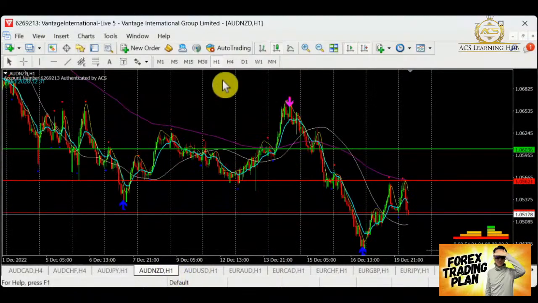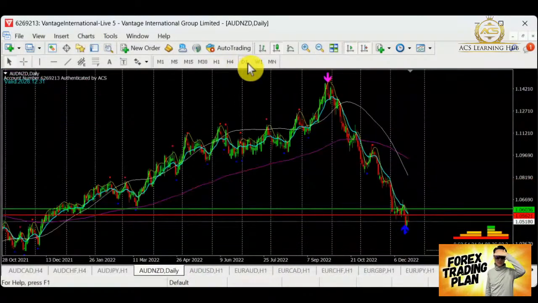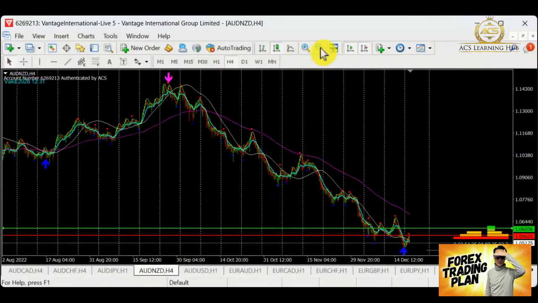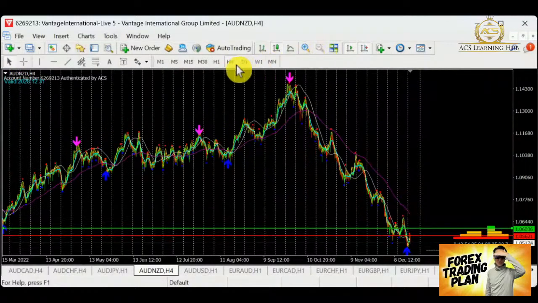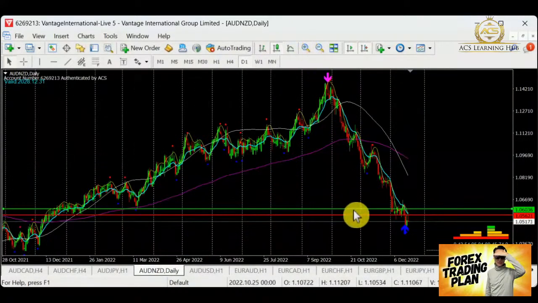For Aussie Kiwi, at this point here, we are in the bear, so we are still selling. For this Aussie Kiwi, we just need to pay attention to certain levels, for example, where is the support level. So we are looking into this level of support over here. Let's take a look at this point.